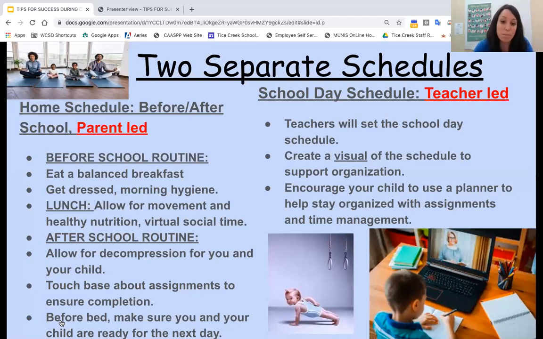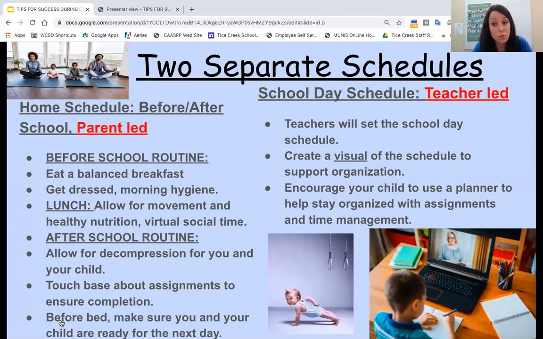And then before bed, making sure that your child is ready for the next day. I think that is great to alleviate that morning stress of like, where's that folder? Where's that binder? Where's my cable for my computer? Having that set up at night will help in the morning.